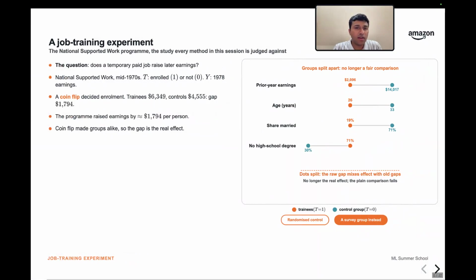And after this random split, they picked a group of people and gave them a temporary paid job. And the other subset was not given a temporary paid job. And then their earnings were evaluated in 1978 to see if the treated group who was given this temporary paid job actually had higher salaries or not.